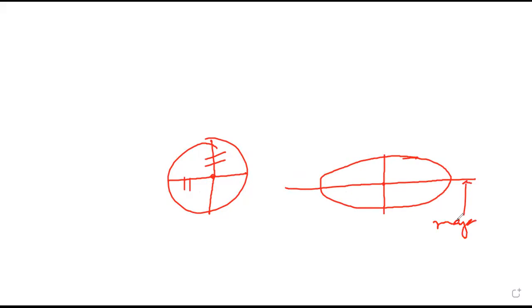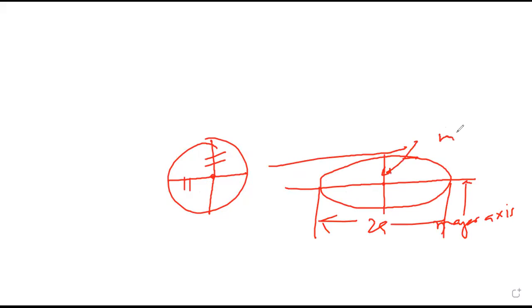The longer one is called the major axis. Its distance is denoted as 2a. In maths, you are going to study this. And the shorter one is called the minor axis, and its distance is 2b. And the formula for ellipse is x square upon a square plus y square upon b square equal to 1. This you are going to prove.